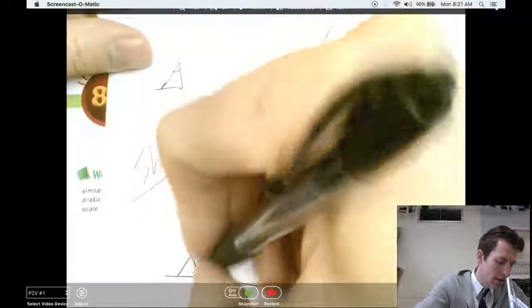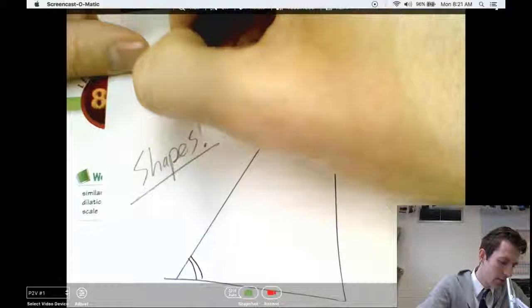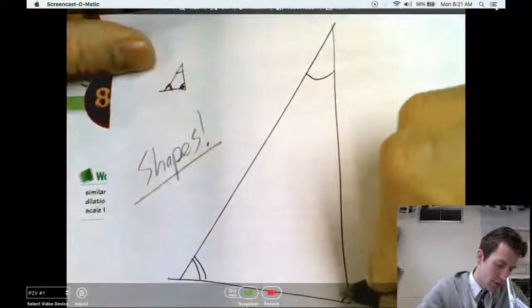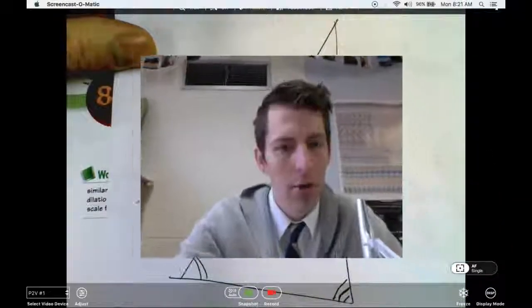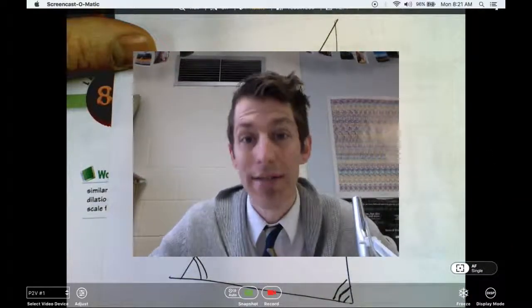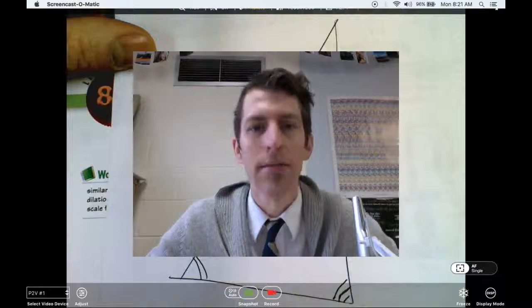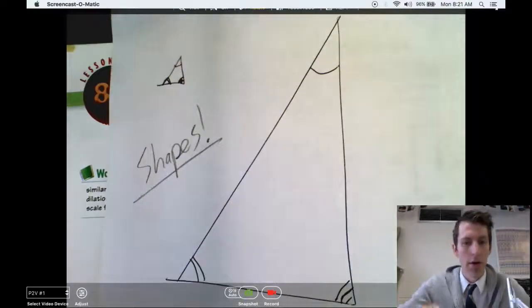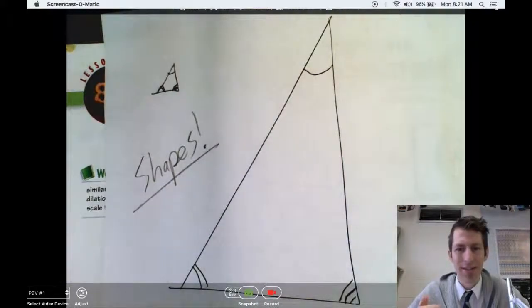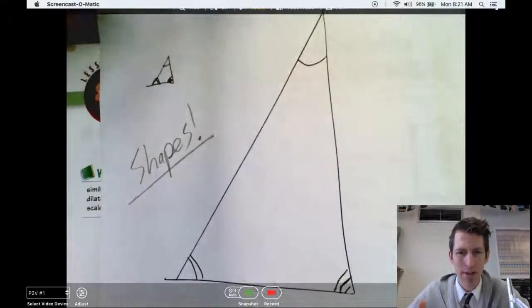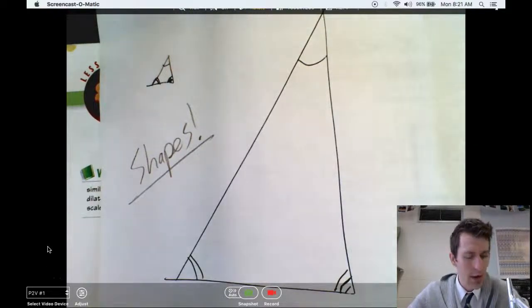Let's say this angle is the same as that angle. This bottom one's the same as this bottom one. Yeah, they're the same shape. But are they the same size? No, they're not the same size. One is much smaller than the other, right? So there's something that's the same about them, but there's something that's different, right? So what is that? Well, I'll tell you.